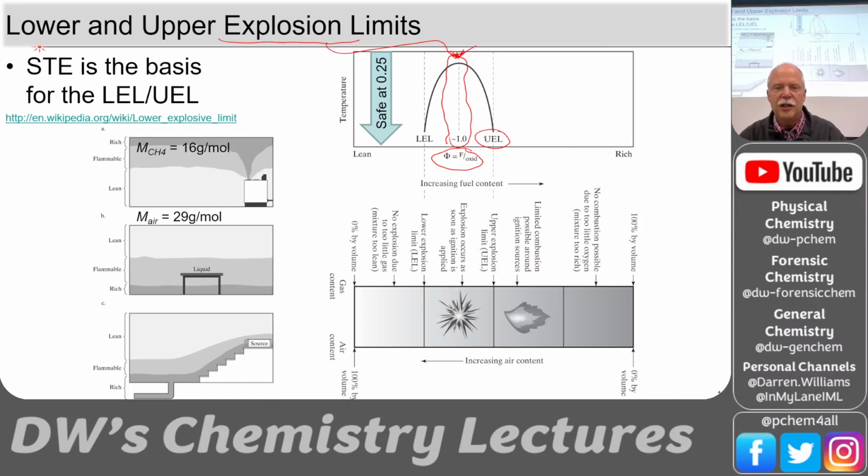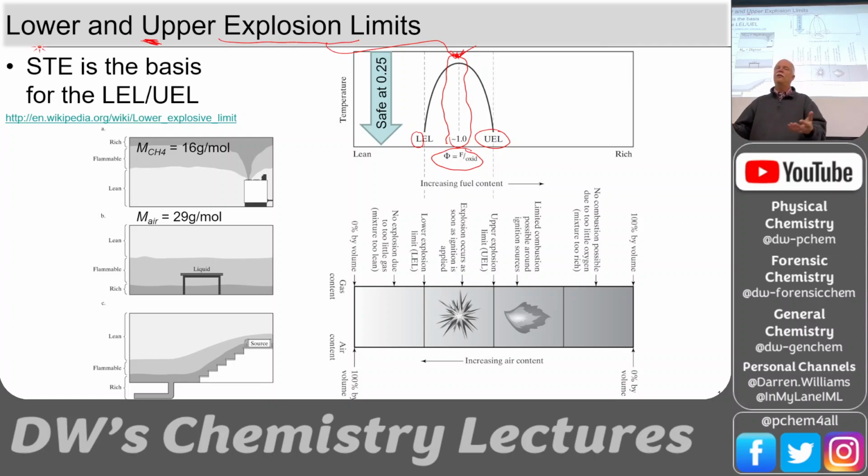When you're too rich, you're above the upper explosion limit. You see that up here, lower and upper explosion limit. So the UEL is the upper explosion limit. When you're too lean, you're below the lower explosion limit. So between these two spots is danger. Okay, and you can find these a lot of times on the safety data sheets.